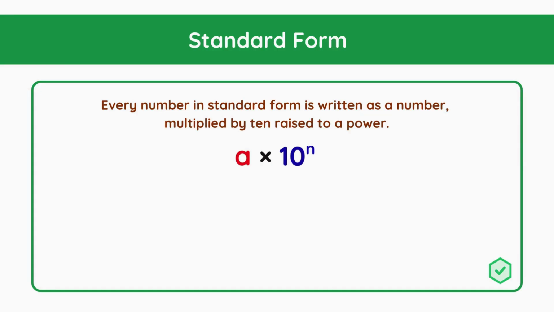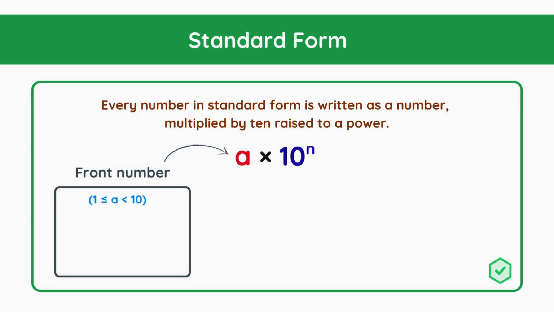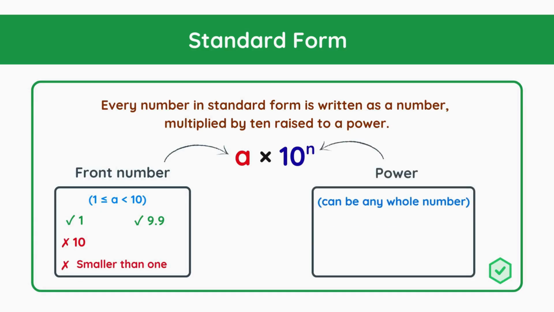There are 2 rules that go with this. The first is that a, the number at the front, must be at least 1 but less than 10. So it can be 1, it can be 9.9, but it cannot be 10 and it cannot be smaller than 1. The second is that n, the power, can be any whole number, positive or negative. A positive power means the original number was large, a negative power means it was small. Keep those 2 rules in mind because everything we do today comes back to them.